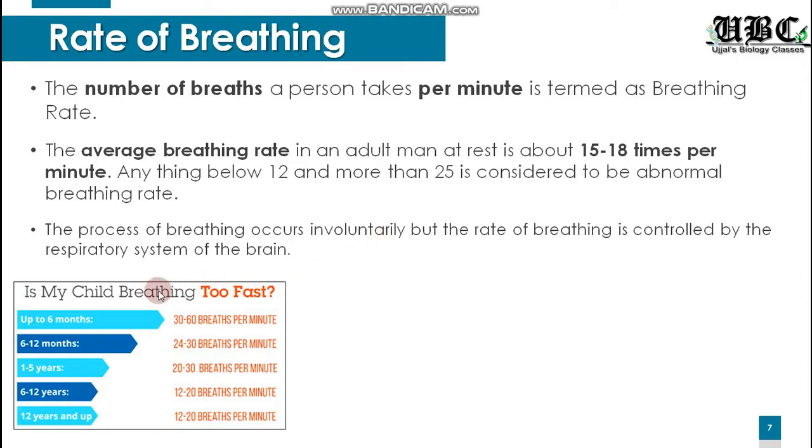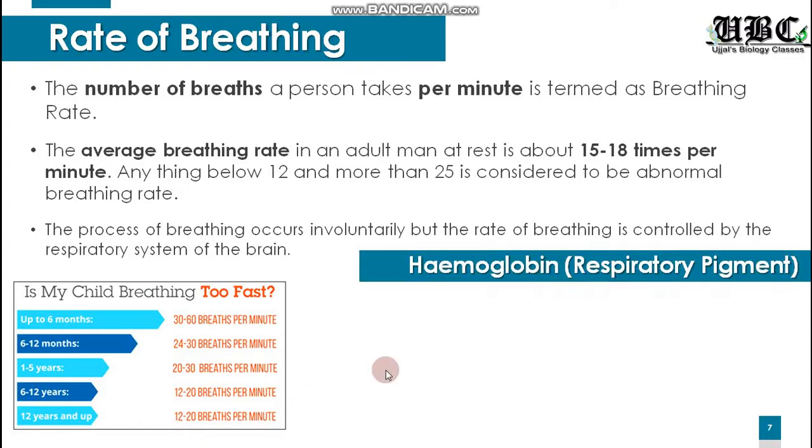So you must have seen that a small child has a very high breathing rate. It is not a cause for concern, because up to 6 months, a child can breathe 30 to 60 breaths per minute. For an infant of 6 to 12 months, it decreases to 24 to 30 breaths per minute. Then it goes on changing with age, and at 12 years and above, it is around 12 to 20 breaths per minute.